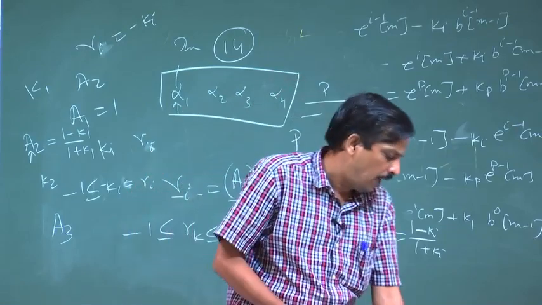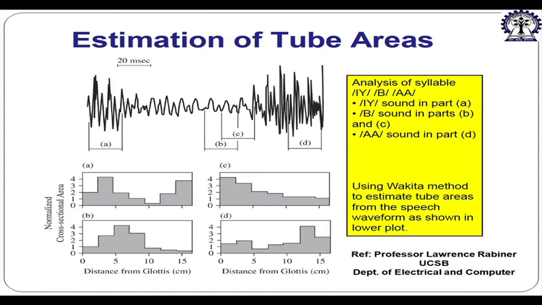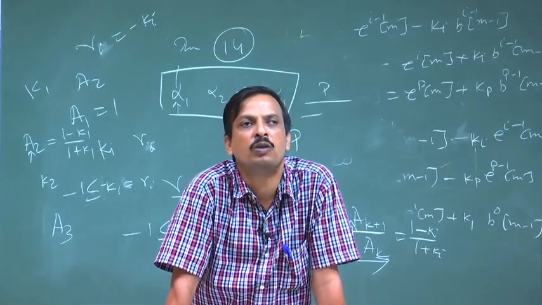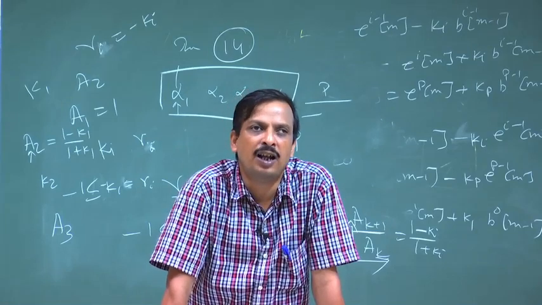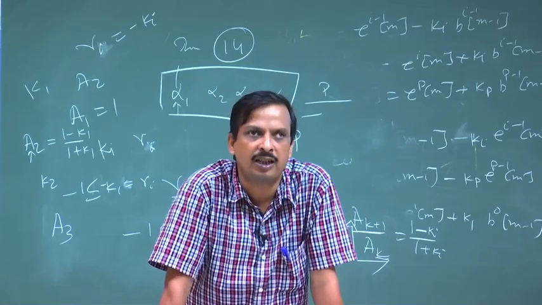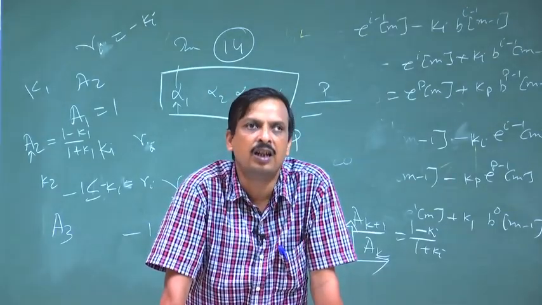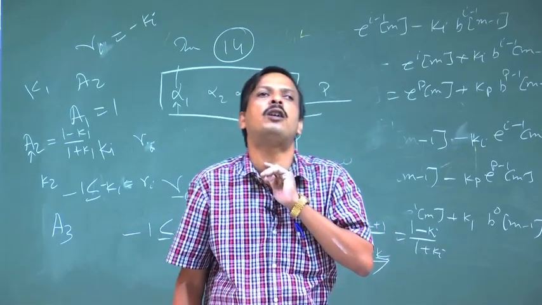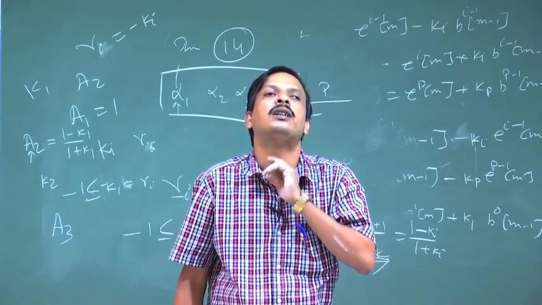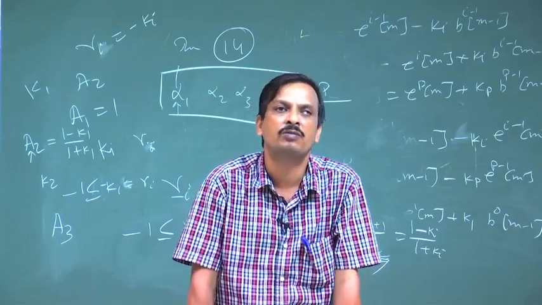So, for a given vowel, this is taken from Professor Rabiner's book: if this is my vowel signal, those are the area functions. So, I can draw the area function if I know the speech signal. Reversely, if I know the area function, I can generate the speech signal, that is tube synthesis. Now, if I know the speech, I can find out what kind of constriction or what different cross-sectional areas are made during the production of that sound. Okay? Thank you.